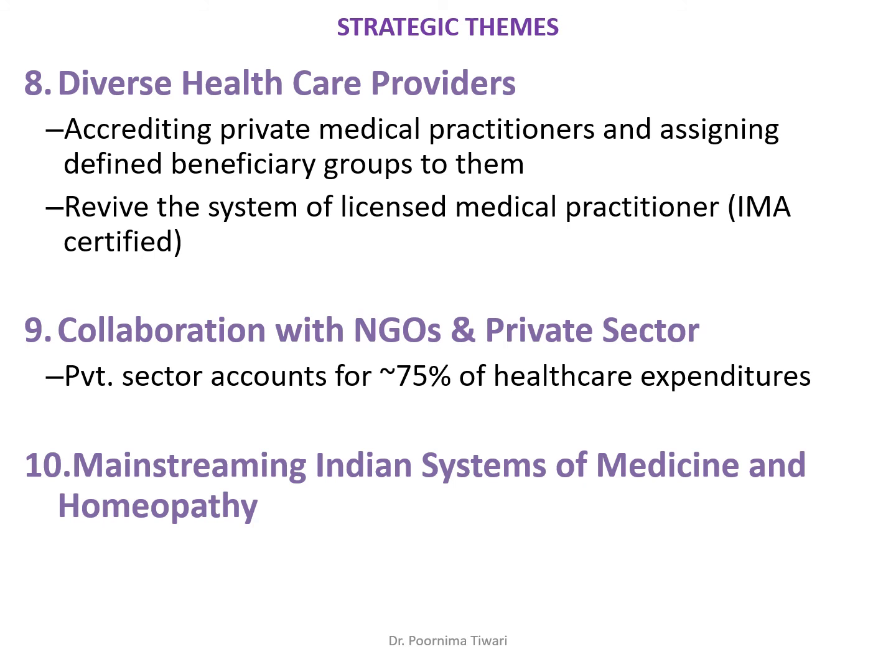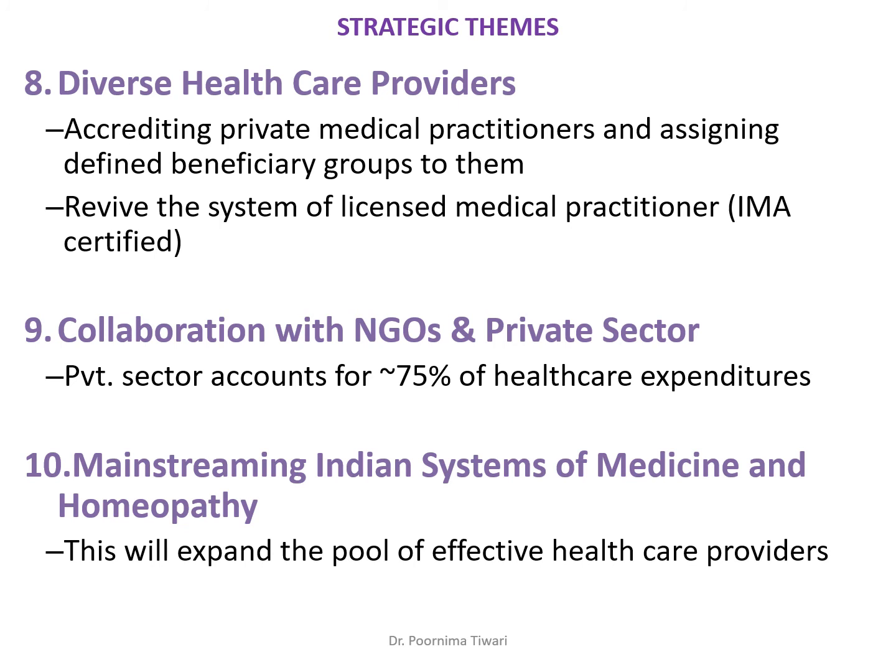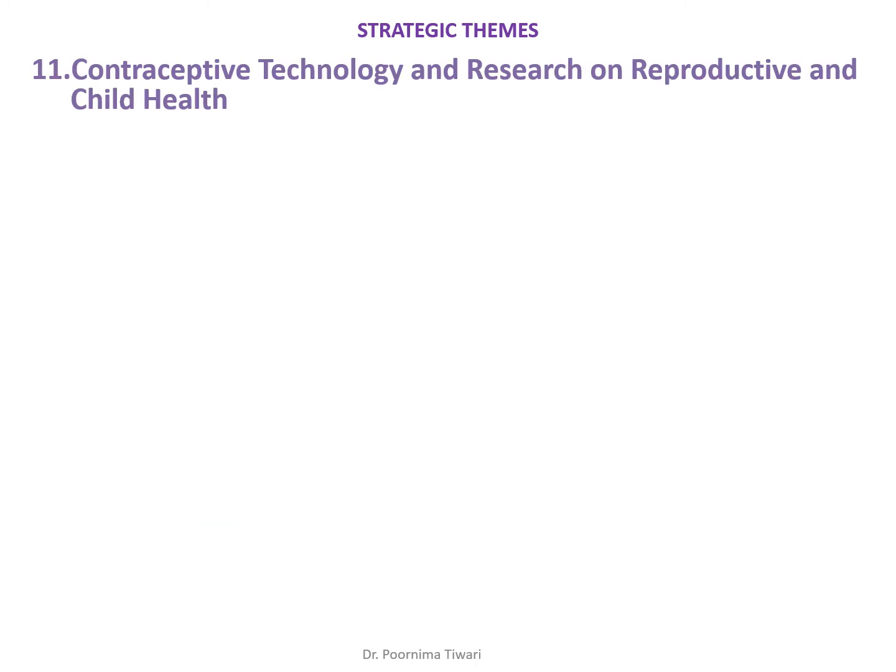10th theme is to mainstream Indian systems of medicine and homeopathy. This will expand the pool of effective healthcare providers and acceptance also. 11th strategic theme, contraceptive technology. So do research to produce more different types of contraceptives, and research on reproductive and child health. That is, first is newer contraceptives.